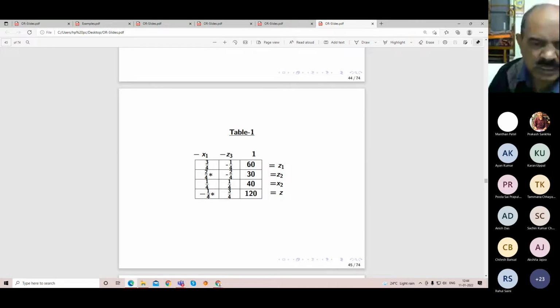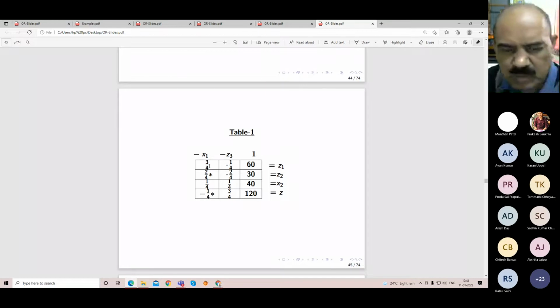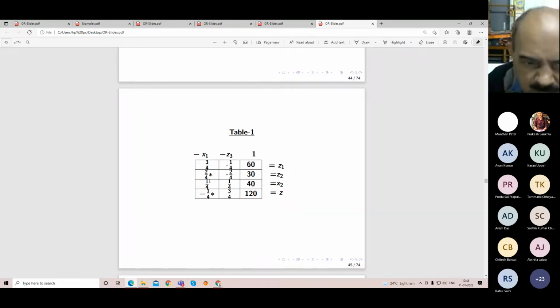How to find the positive ratio? In this manner. Positive ratio 60 divided by 3 by 4. How much is it? 80. Then 30 divided by 2 by 4, that is 60. Earlier it was 80, then it is 60. Then 40 divided by 1 by 4, that is 160. Now we are looking for the minimum positive ratio.